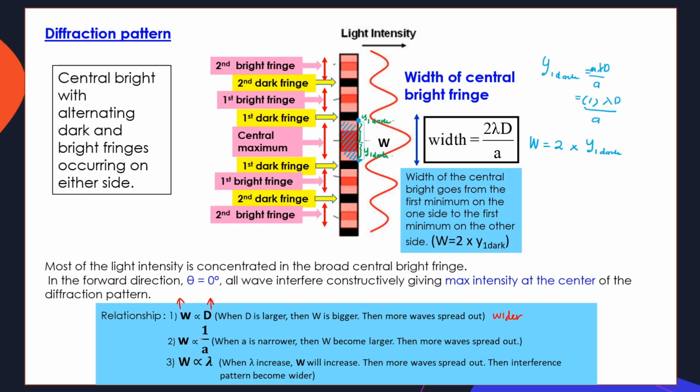Okay, but the relationship between a and W is inversely proportional. When the width of the slit becomes narrower, what happens to W? W will become larger. Okay, same thing. Then more waves will be spread out. Okay, so this is wider. The diffraction pattern will become wider.